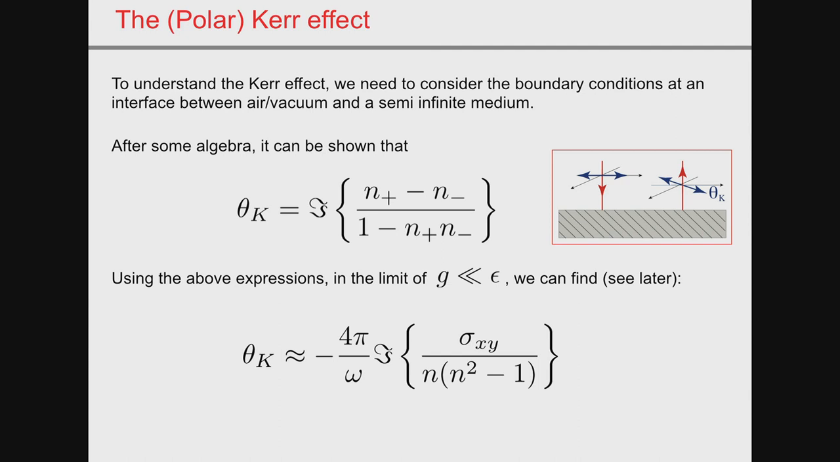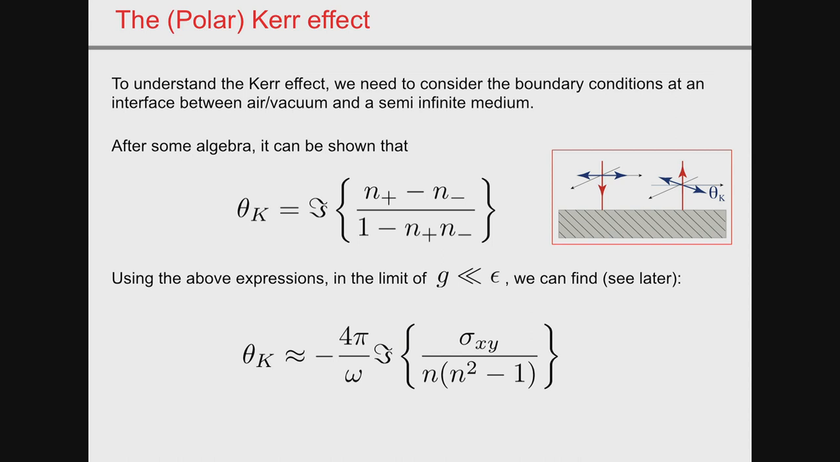And we can show, and I'm not sure if I'll have enough time to go through it, that the Kerr effect, in the approximation of G very small, namely the gyrotropic term small compared to the average dielectric function, is basically just measuring the imaginary part of the off-diagonal term of the conductivity, sigma xy of omega. So that's actually very important.